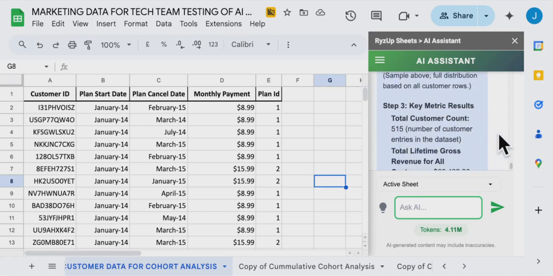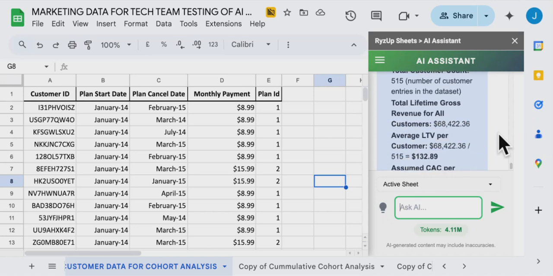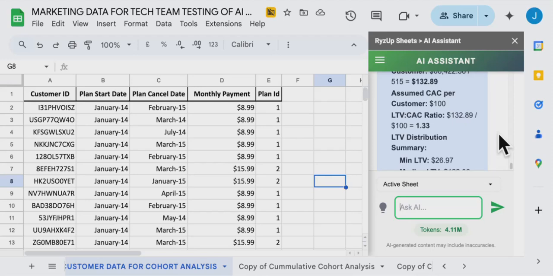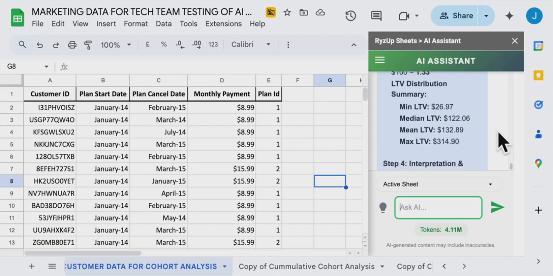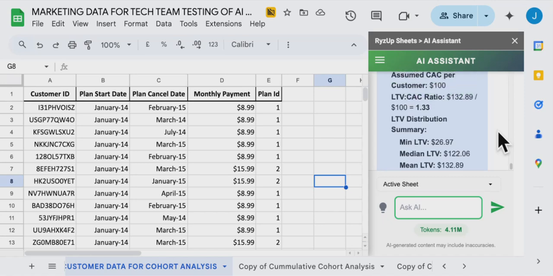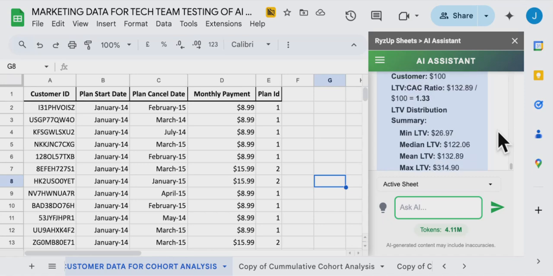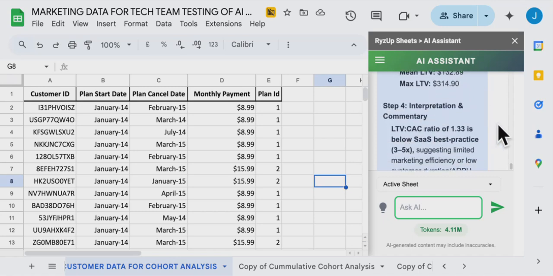Let's see what else it's telling us. And then it talks about key metric results. Total customer count is 515. Total lifetime gross revenue is 68. Average LTV is approximately $132. CAC is 100. The LTV to CAC ratio is 1.33. Then it also goes on to tell us about the distribution of the LTV. Minimum LTV at a customer level is 26. Median is about 120.2, mean is 132.89, which is computed above, and the max is 314.